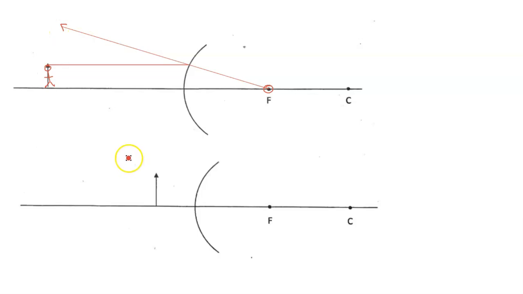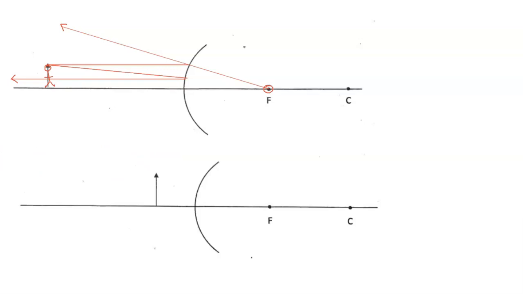And that's how we're going to draw it. Now the other one, we can do the second one as well. We can aim it at F, like so, and then have it reflect parallel. And you can do the same thing with C. You can aim it directly at C and then have it reflect right back upon itself.